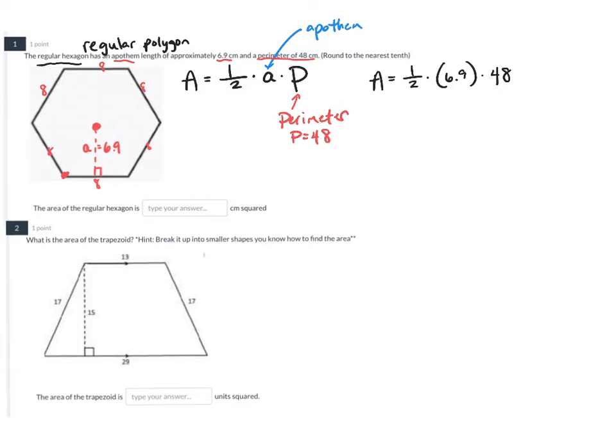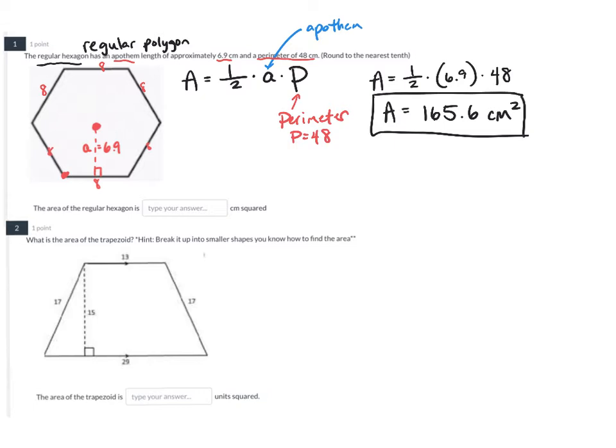I'll have to use my calculator. According to my calculator, I got half of 6.9 times 48, and whoa, I must have pushed the wrong button because there's no way it's 1,656. Let me try again. 165.6, that sounds better. So the area equals 165.6, and it's centimeters, so those are square centimeters.